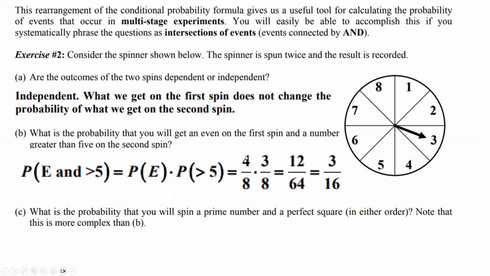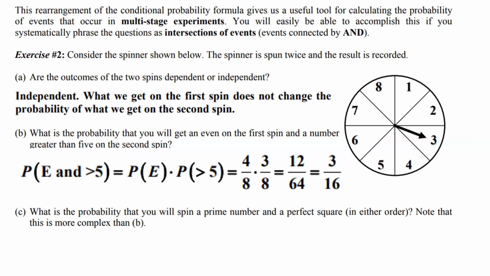So picking an even is 4 out of 8 of the numbers. Picking a number greater than 5 is 3 out of 8. Because remember, 6, 7, 8, boom. Multiply those 2 fractions, you get 3/16. Okay. C goes to a different slide, but I'm going to read it.